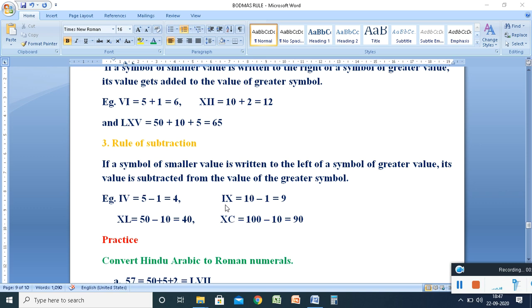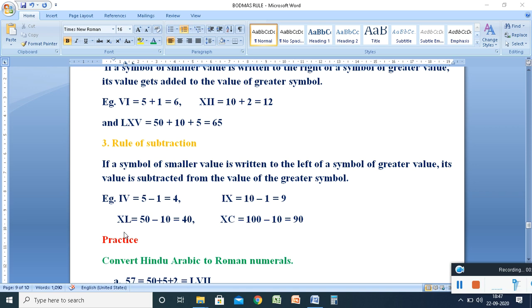And look at this example. X value is 10 and I value is 1. So I is on the left-hand side. If the symbol is on the left-hand side, you have to subtract it. So 10 minus 1 equals 9. So this one is nothing but 9.